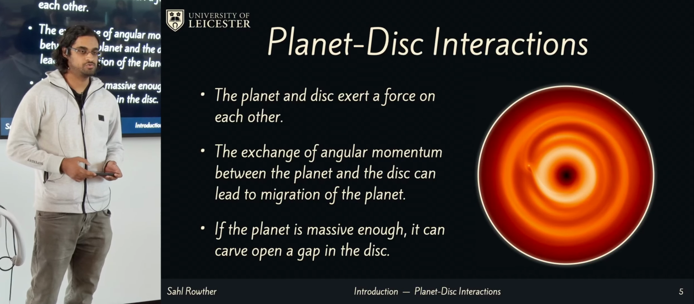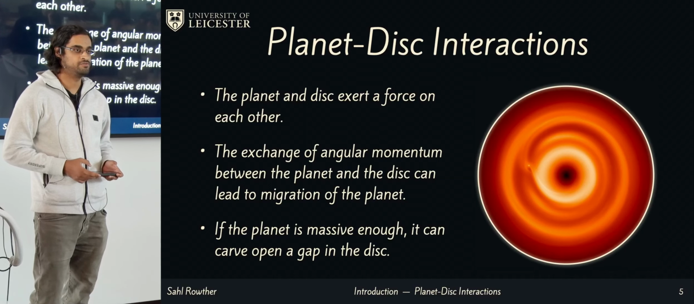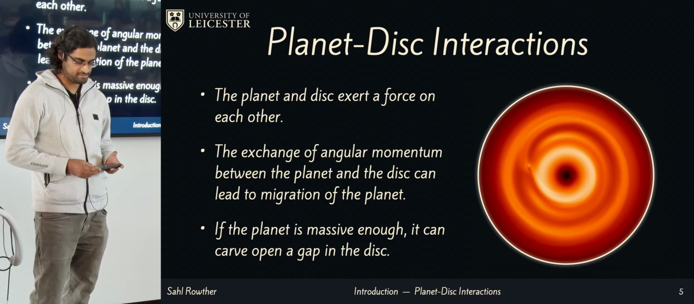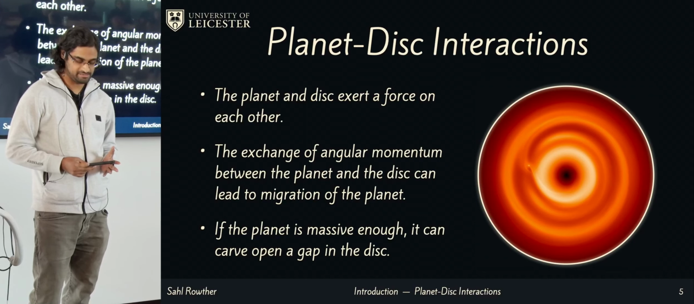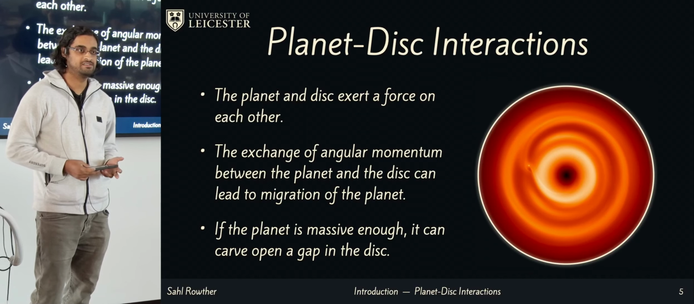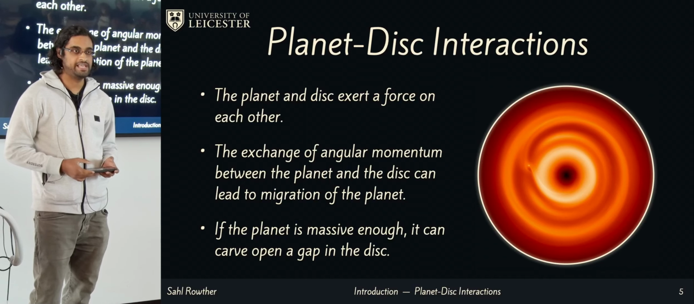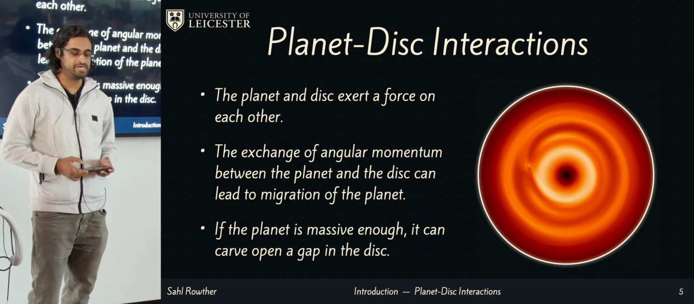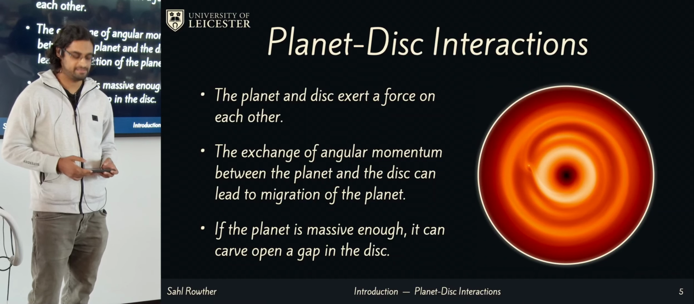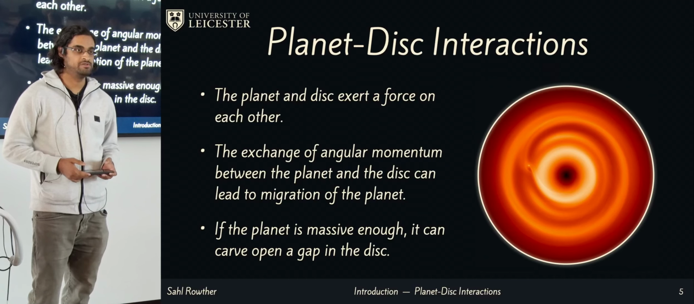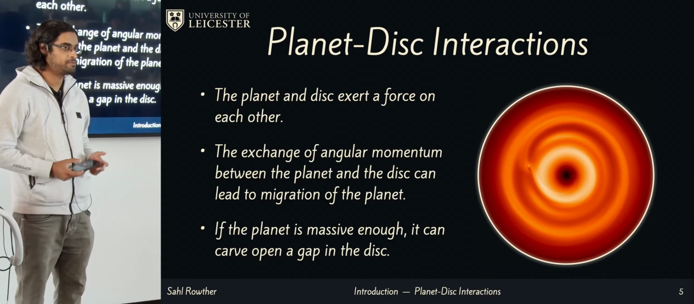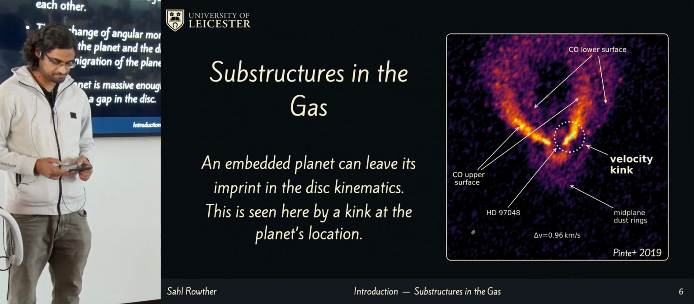In the disks with ring and gap structures, a common explanation for their origin is planets. Any planet that forms would interact with the disk, as they exert a force on each other, and the exchange of angular momentum between the planet and the disk can lead to planet migration. But if a planet is massive enough, it can open up a gap, as seen here.